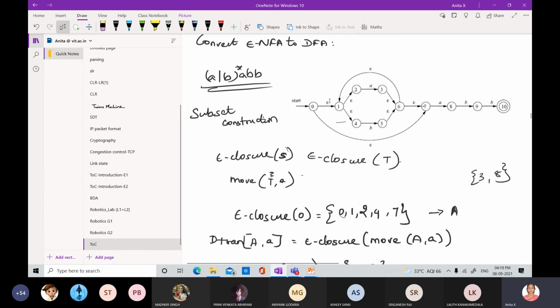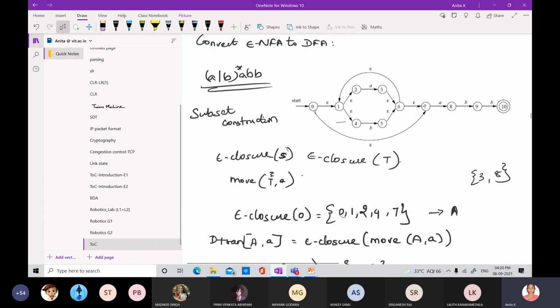If you have practice with this, that will be easier for you. Here, an epsilon NFA will be given to you. For that epsilon NFA, you have to proceed with converting to DFA. So first we have to start with the start state and find the epsilon closure of the start state.